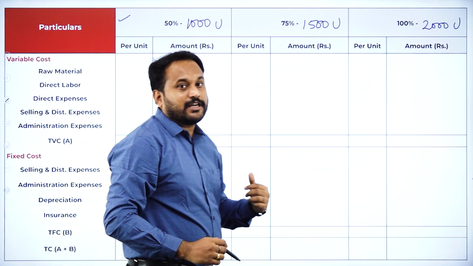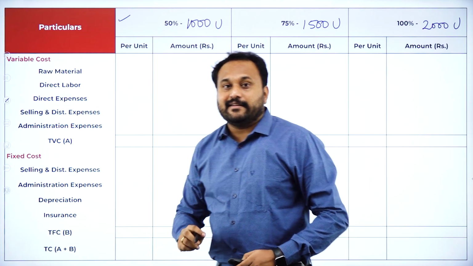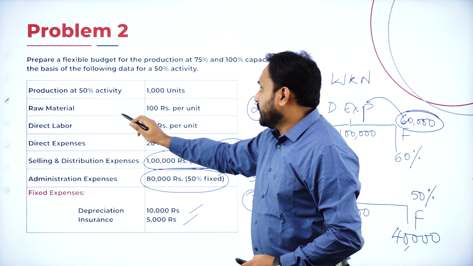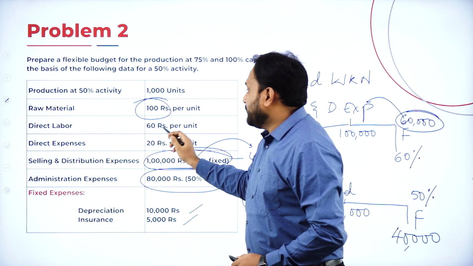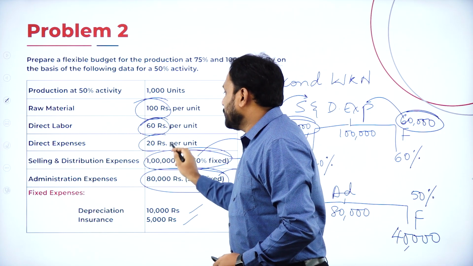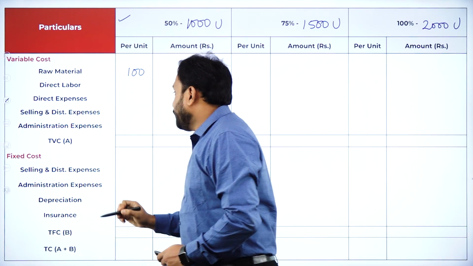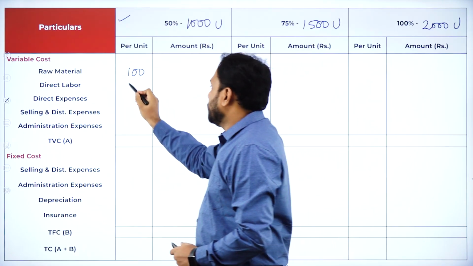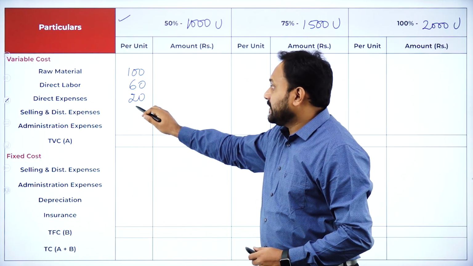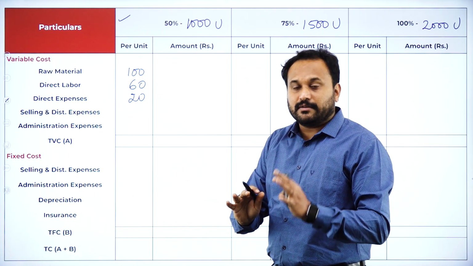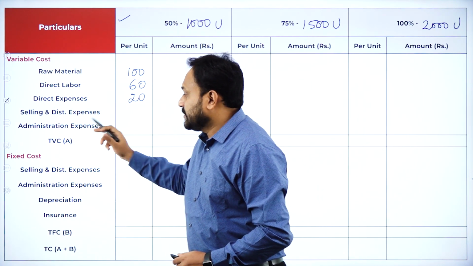Next, we are supposed to do what? Now see the question and you are supposed to write down. The first one, variable cost. Raw material is here. So how much is the raw material here? Raw material is 100 rupees per unit. Direct labor is 60 and direct expenses 20. So we'll go with it. So here 100 and then we have 60 and 20. 60 here, 20 here. Done. Now till here, is it easy students? Very easy for you to remember? Done.